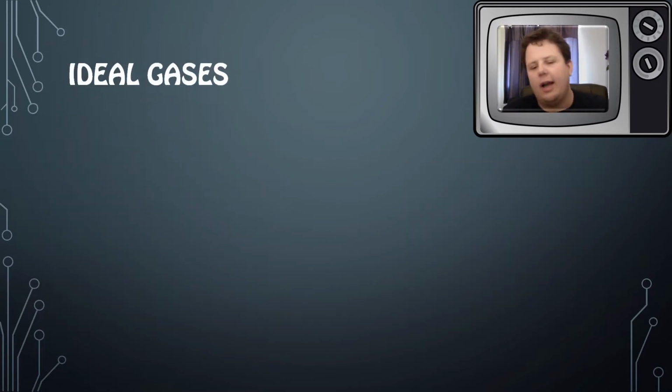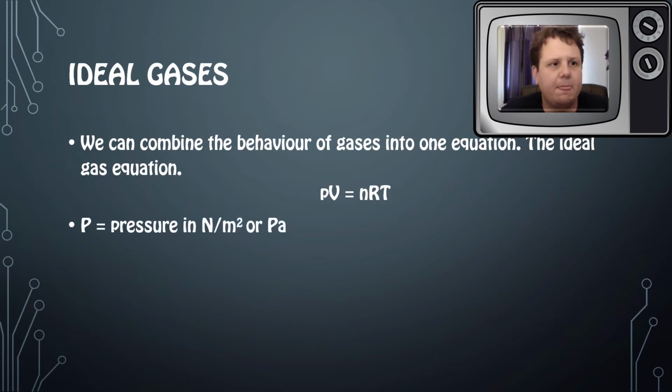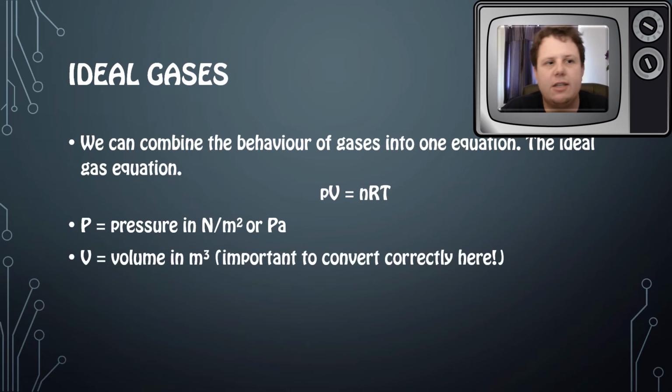Okay, so ideal gases then. We can combine all the behaviours of ideal gases into one equation. The equation here, PV equals nRT. Now P is pressure in pascals or newtons per metre squared. V is the volume in metres cubed, and it's important that you work in the correct unit there of metres cubed. So sometimes you'll be given the volume in other units and you need to convert.